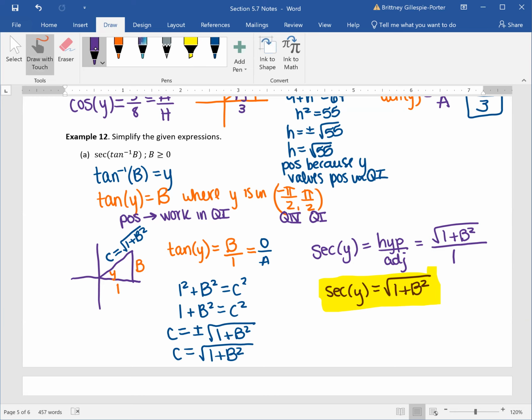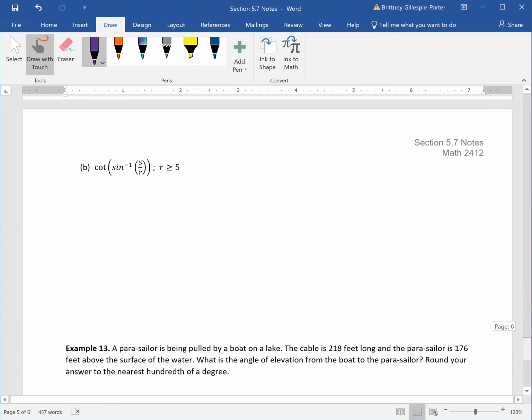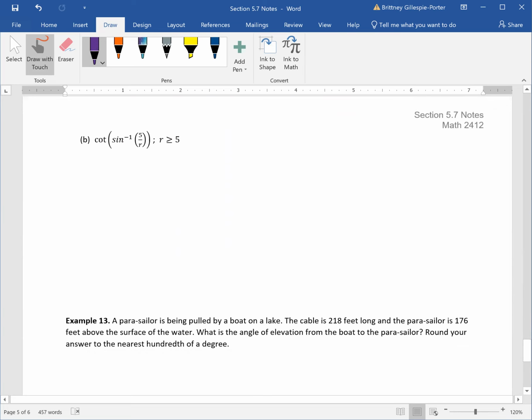One more like this, and then we're going to do our application problem, and we will be done with 5-7. So we have the cotangent of the inverse sine, and they're saying that r needs to be greater than or equal to 5 because we need to plug in something that's between -1 and 1 into our inverse sine. So let's start with inside the parentheses like we have been.